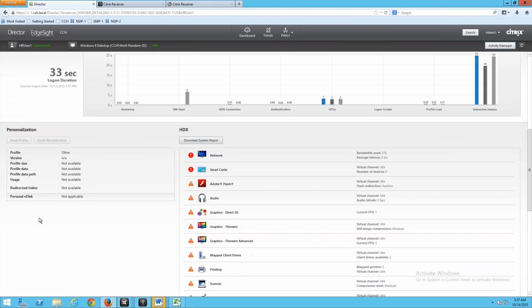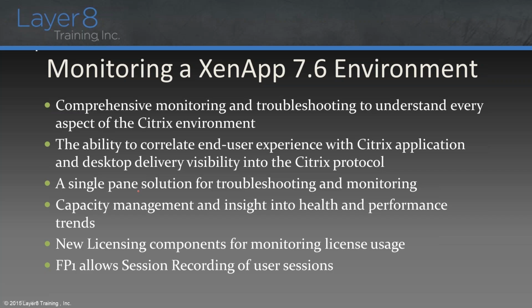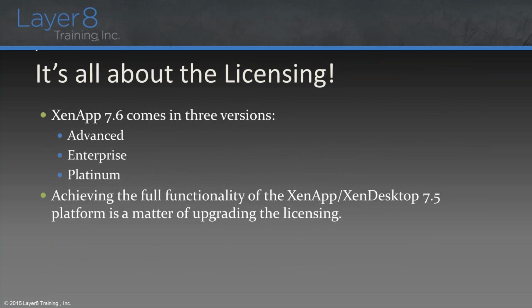We can also determine personalization. If we're using a roaming profile solution, we can use Director to reset these as necessary. So this is your single management. Don't have a lot of time to go into all these, but we can use these as necessary. Now all of this, guys, is really related to the licensing. Everything you can do inside of a 7.6 environment is license based. The infrastructure is the same. We just unlock features when we bring in additional licensing for the environment.